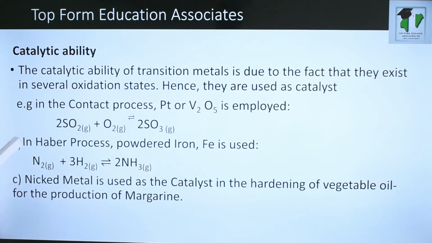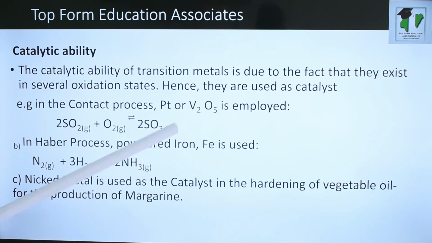Another example is the Haber process. Haber process is a process that is used in the production of ammonia. We have two processes in chemistry. One is the contact process. The second one is the Haber process. Haber process is used in the production of ammonia, and a catalyst is used. That catalyst must be a transition metal. So for the Haber process, iron is used as catalyst.